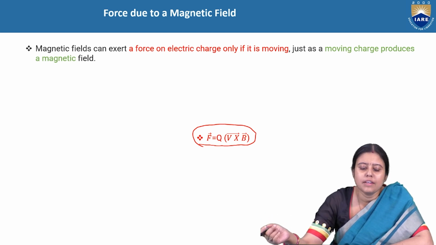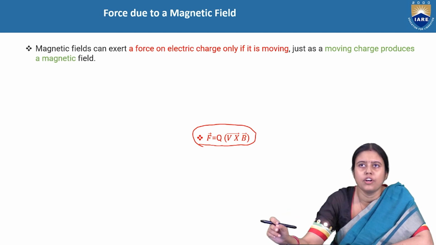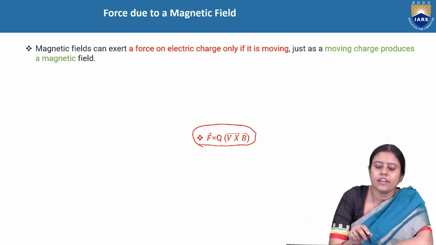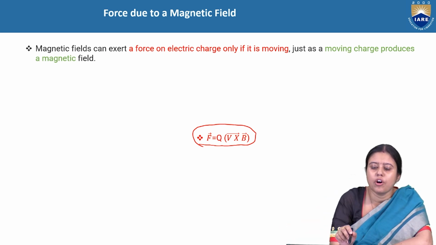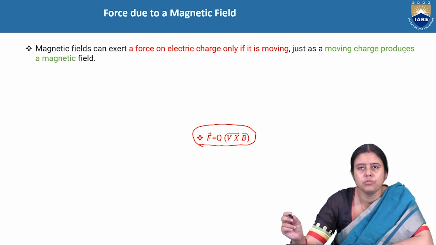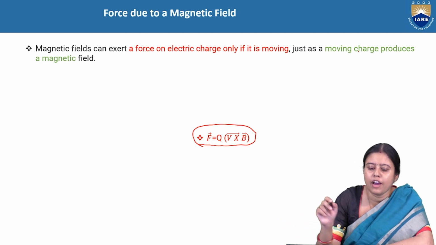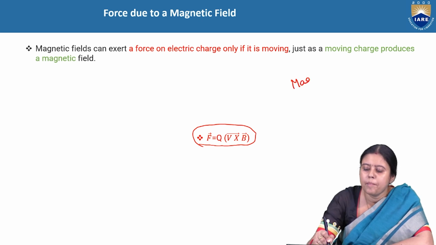A magnetic field can exert a force on an electric charge only if it is moving. If there is a fixed charge, it will not exert any force on it. So magnetic fields can exert a force on an electric charge only if it is moving, just as a moving charge produces a magnetic field.